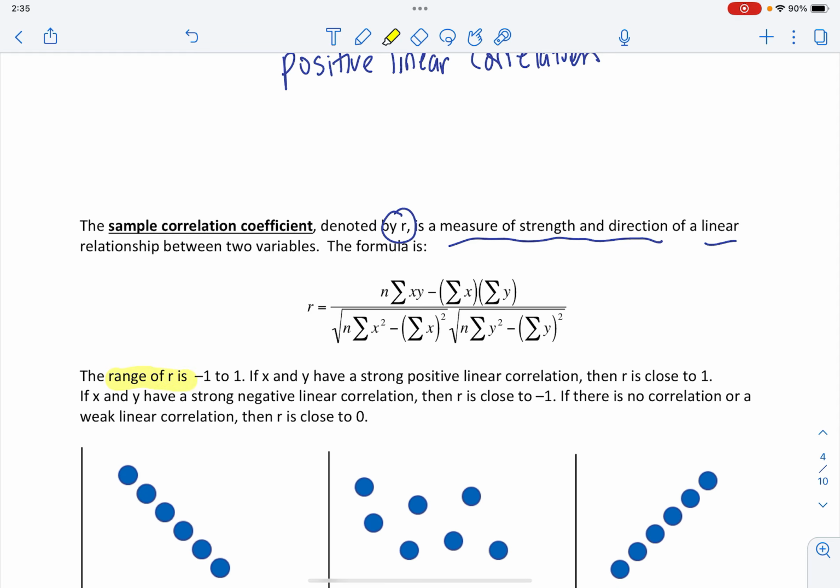It's going to range from -1 to 1. So it's always going to be somewhere between -1 and 1. If the variables have a strong positive linear correlation, then R is going to be close to 1. If they have a strong negative correlation, then R is close to -1. And if you have no correlation, it's going to be close to 0.